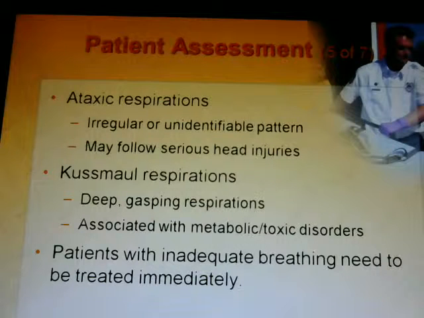Ataxic respirations, irregular and unidentifiable pattern, may follow serious head injuries. Kussmaul respirations, they're deep, gasping respirations associated with metabolic and toxic disorders. Patients with inadequate breathing need to be treated immediately with a bag valve mask.